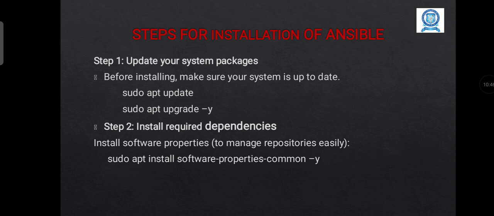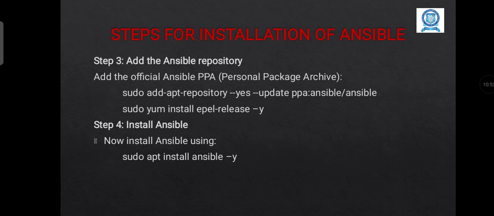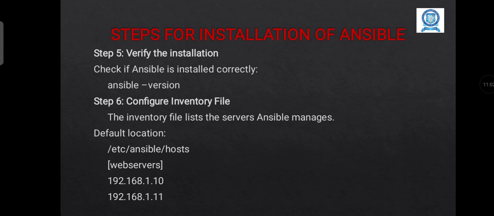First, we have to update our system packages. Second, we have to install required dependencies. Third, we have to add the Ansible repository. In the fourth step, we have to install Ansible. In the fifth step, we have to verify whether the installation has been completed successfully. For every step, there are certain commands. With the help of commands, we can do step-by-step operations.